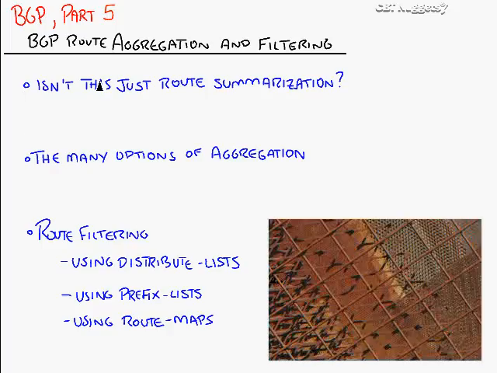The first thing that we went through in this nugget is to demystify route aggregation. It's not just route summarization. There's a lot that you can do with aggregation in BGP that could never be done with other protocols, such as aggregating for specific neighbors. We also looked at the many options of aggregation. There's different ways that you can do it.